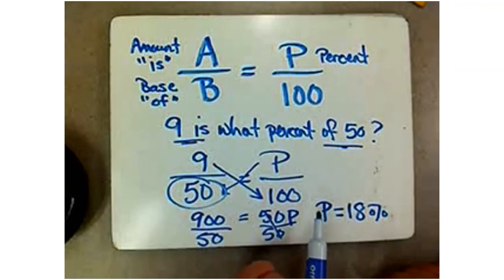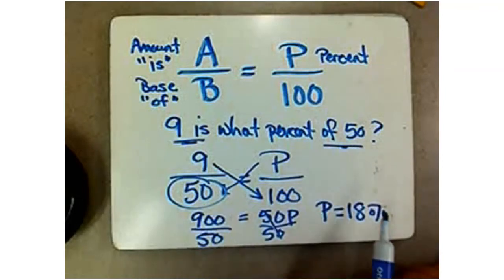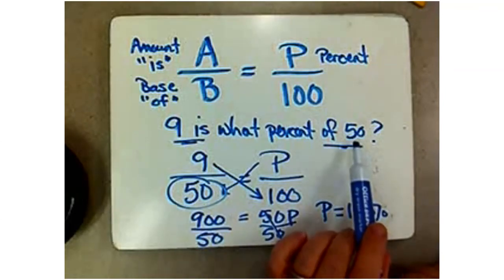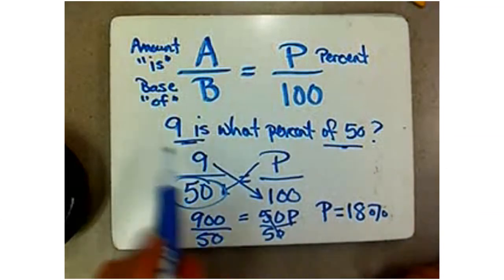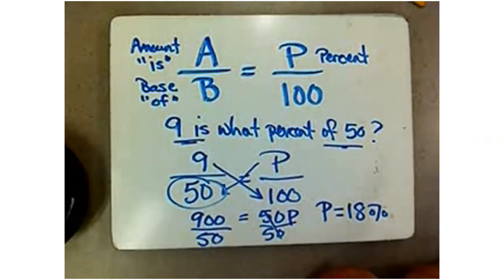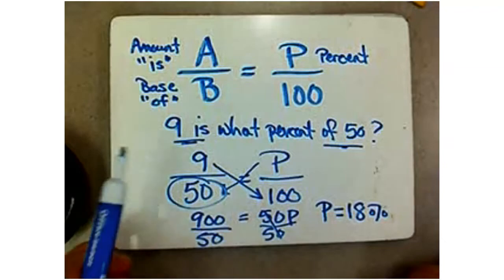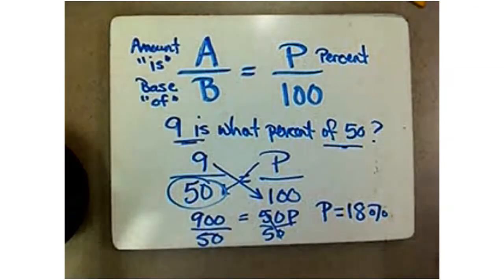And that sounds about right. 10% would be 5. 20% would be 10. So 18% would be 9. That seems about right if we use our common sense. So there's the proportion method, A over B equals P over 100.